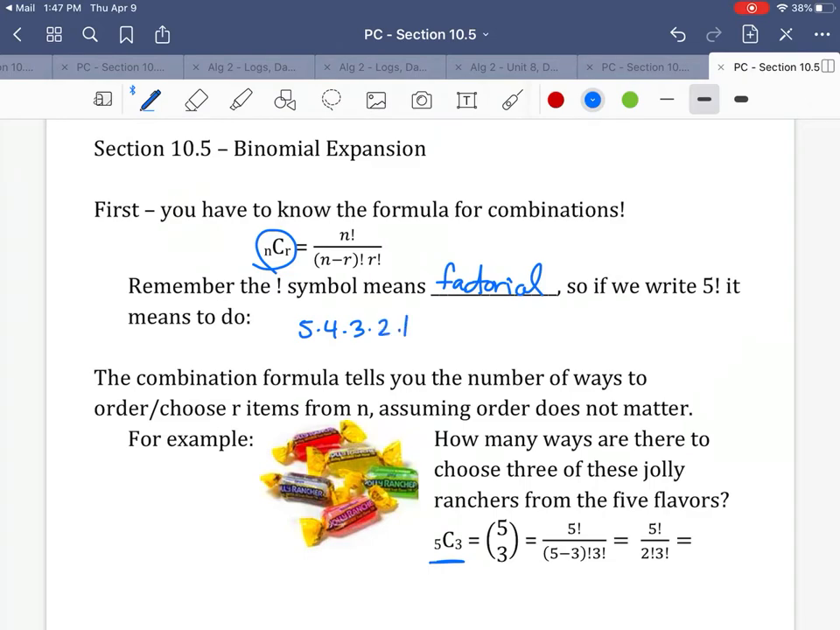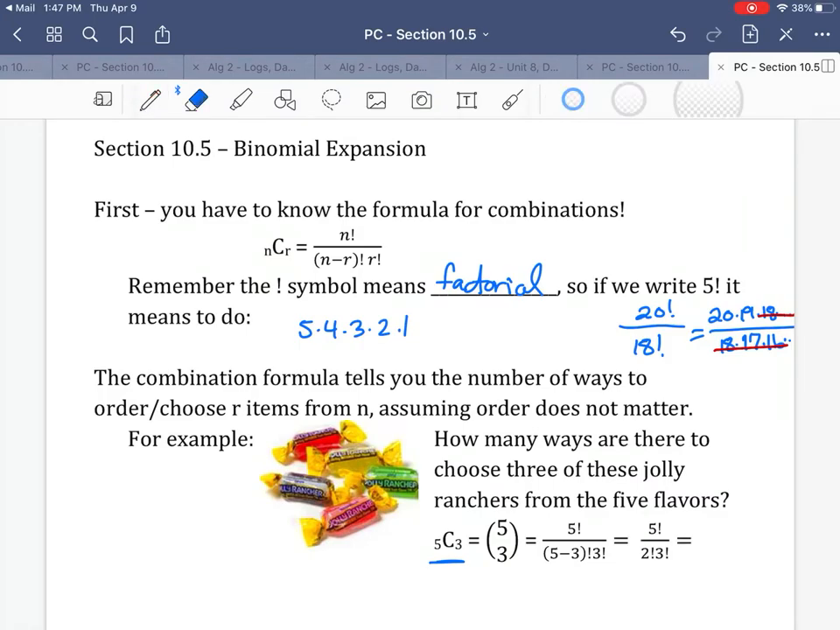So if you write 5 factorial, it means to do 5 times 4 times 3 times 2 times 1. Another good thing to notice is that when you're dividing factorials, a lot of times it's easier. Let's say you have 20 factorial divided by 18 factorial. 20 factorial is 20 times 19 times 18 times 17 and so on, and 18 factorial is 18 times 17 times 16 and so on. Everything 18 and down cancels, so you can just say it's 20 times 19. We're not going to have any that large here, but just so you know for the future.